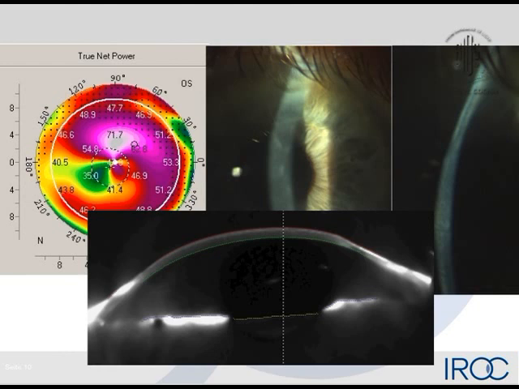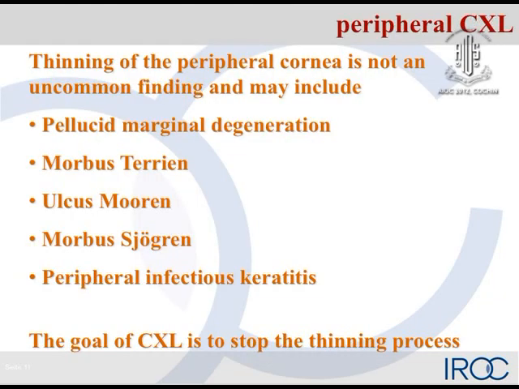Now, in such a case, we don't have so far a good therapeutic approach. We did this crescent keratoplasty when I was a young super assistant in Berlin, which never worked. It was a lot of work, but it was successful. But thinning of the peripheral cornea is not an isolated disease. You can see that very often.